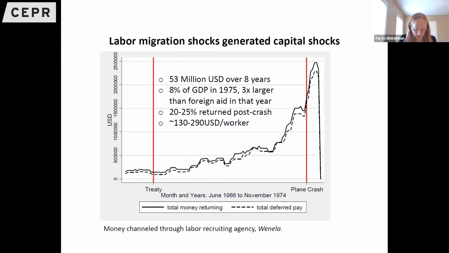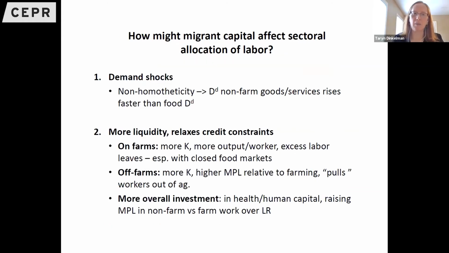So one thing to point out here is we're thinking about how migrant capital can affect the sectoral allocation of labor and how it can affect this allocation for several decades. And so the first way we think money coming back into these communities affects what's going on is through demand. So there's more money. If preferences are non-homothetic, we're going to have a relative higher increase in the demand for non-farm goods.